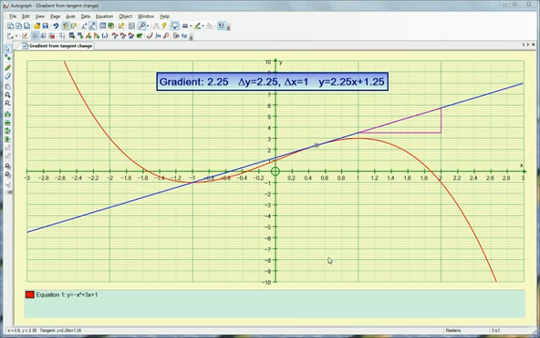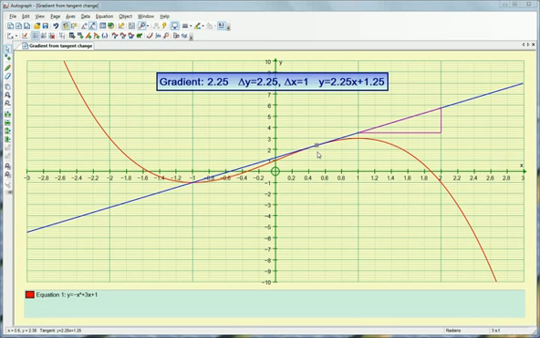This demonstration shows how to look at the gradient of a line. We have on the graph paper the red line, which is a curve y equals minus x cubed plus 3x plus 1. A tangent has been drawn at x equals 0.5, and the tangent is the blue line, which just touches the curve at the point x equals 0.5.